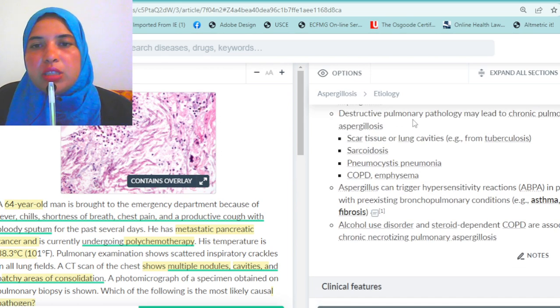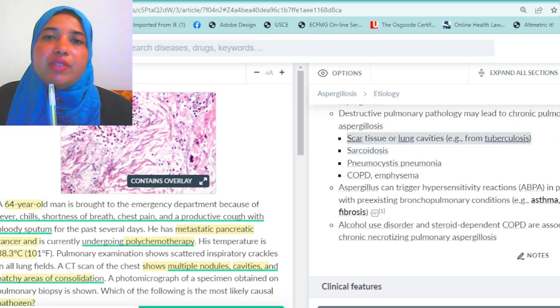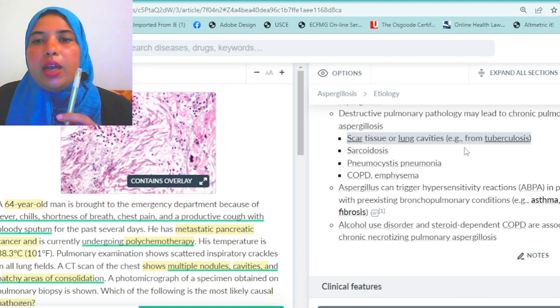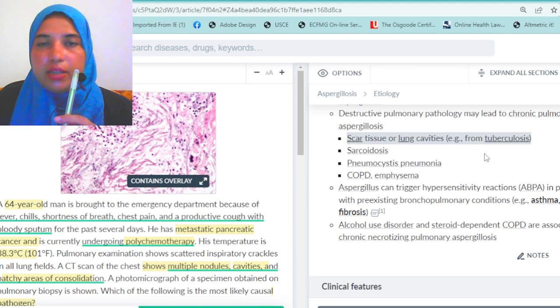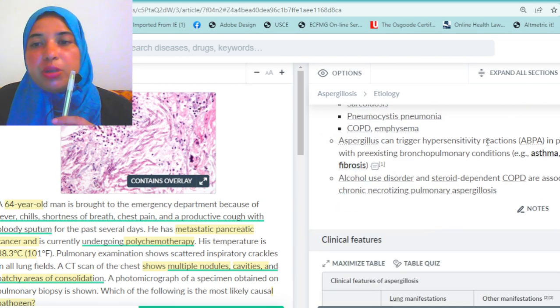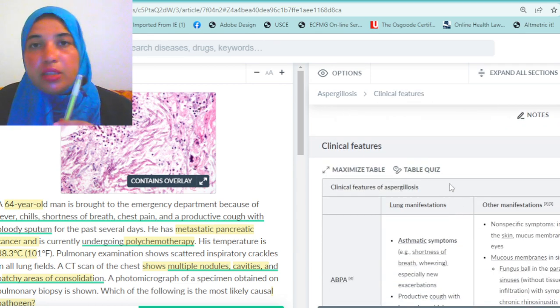Okay. Destructive pulmonary pathology can lead to chronic pulmonary aspergillosis. So I look for previous scar tissue. This is super important. Previous scar tissue can increase the risk of aspergillosis, or lung cavities, or sarcoidosis in the background, COPD, emphysema, etc. Aspergillus can trigger hypersensitivity reactions in patients with pre-existing bronchopulmonary conditions: asthma, cystic fibrosis, etc. Okay, so that's super important. Again, these are all really good factoids.